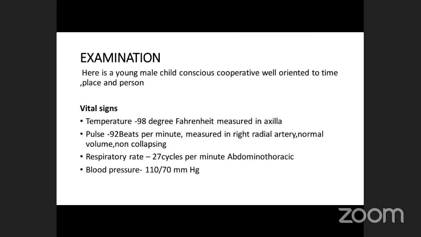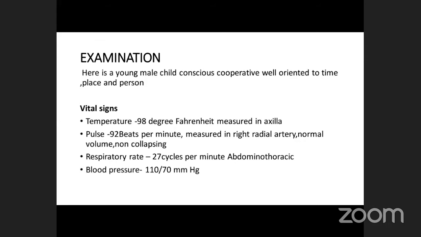Fine, go ahead. Coming to his vital signs, his temperature was 98 degrees Fahrenheit, measured in the axilla. His pulse was 92 beats per minute, which is normal for age. Especially in pediatrics, you should say whether all your vitals are appropriate for age or not, because the pulse, respiratory rate, and blood pressure all vary across age. So it's not sufficient if you just give a value. You should also say if it is normal or abnormal. Yes, ma'am. Fine.